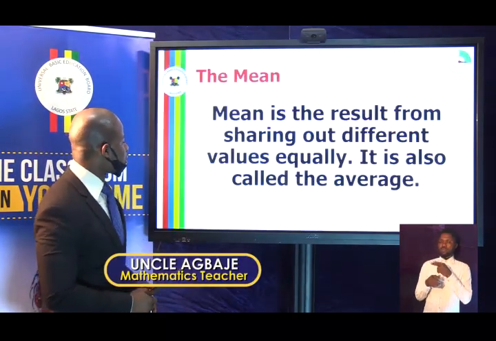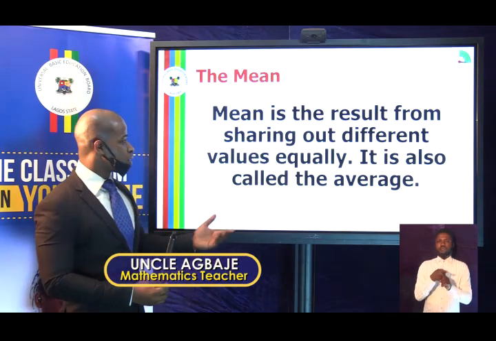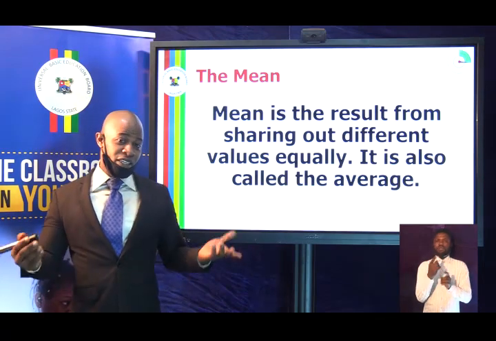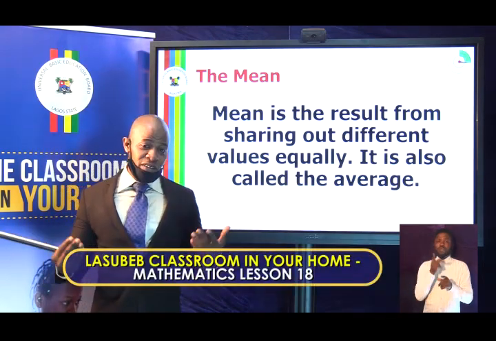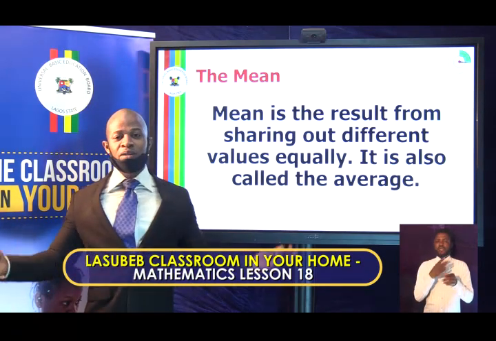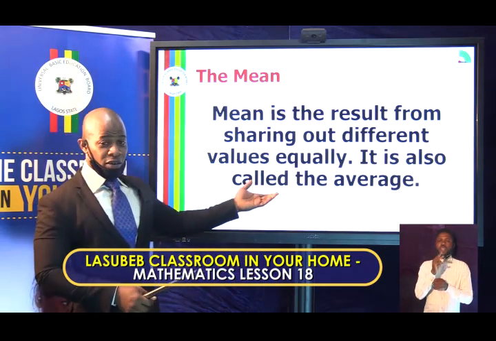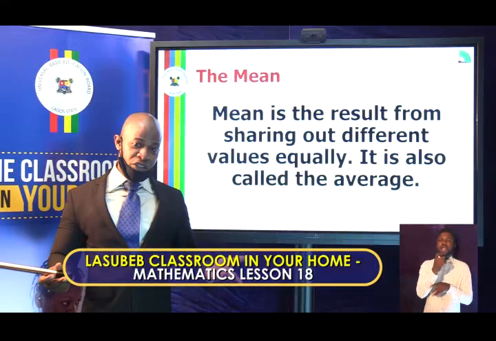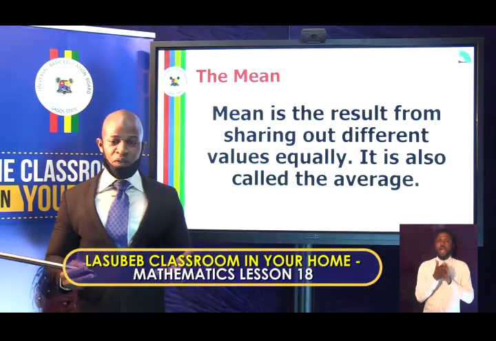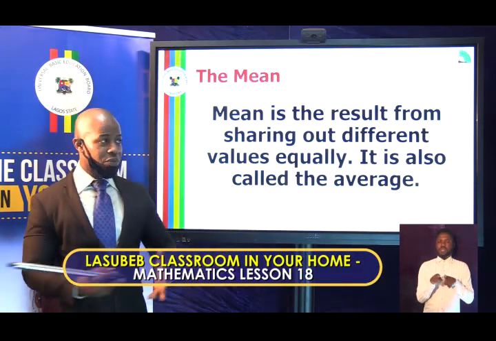Let's look at the definition of the mean. The mean is the result you get from sharing out different values equally. Just like Richard said. Richard was the first person that gave me the idea of what mean is. You add up everything and then you share them out equally and make life fair for everyone. The mean is also what you call the average. So sometimes when you're asked to find the average or you're asked to find the mean, at this level, they are both the same thing.